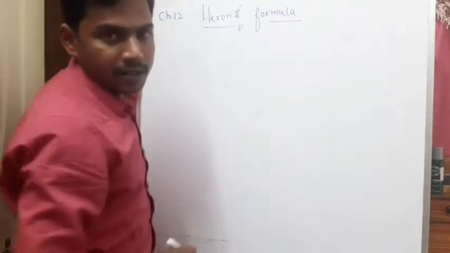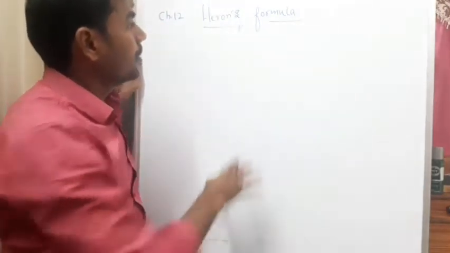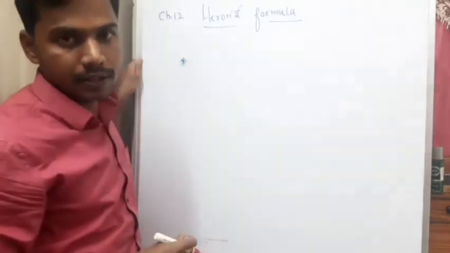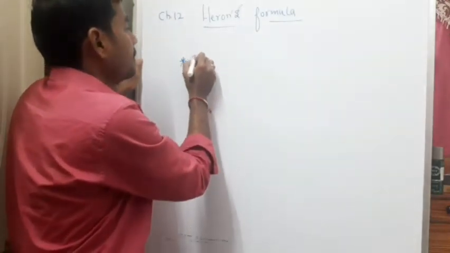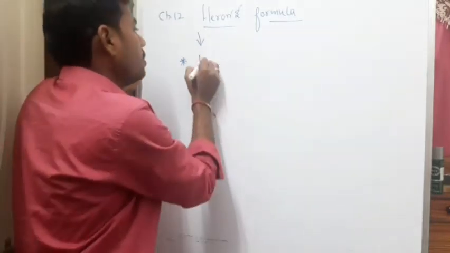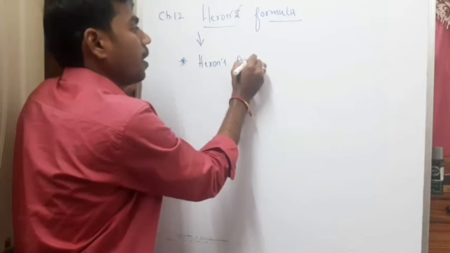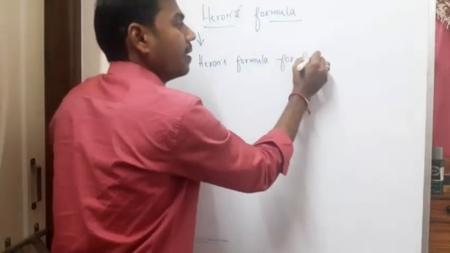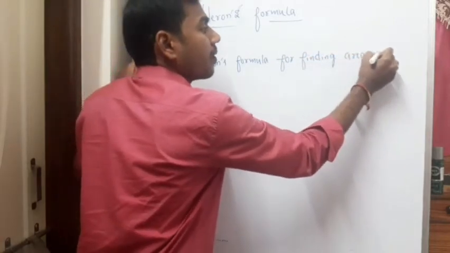So Heron is a famous Egyptian mathematician. He has contributed a lot in the geometrical part. In that, we are going to talk about Heron's formula for finding the area of a triangle.